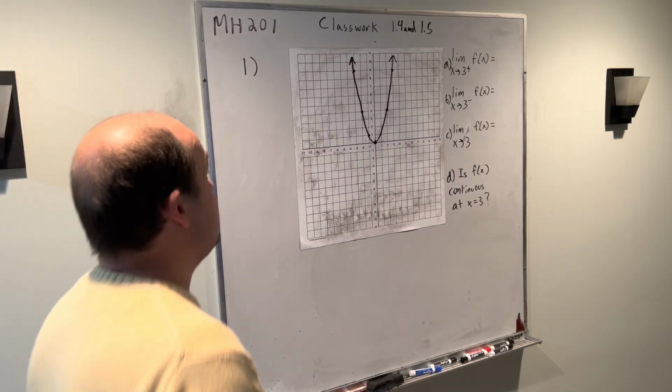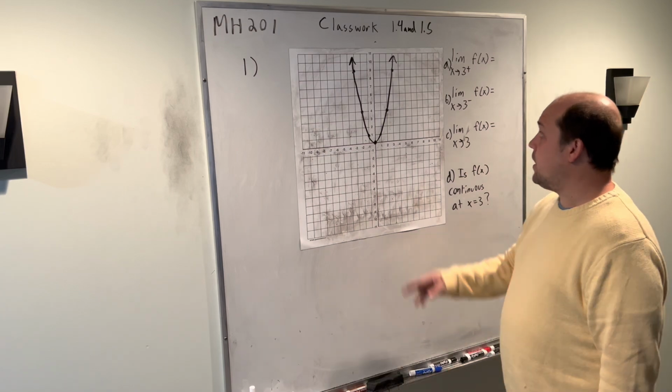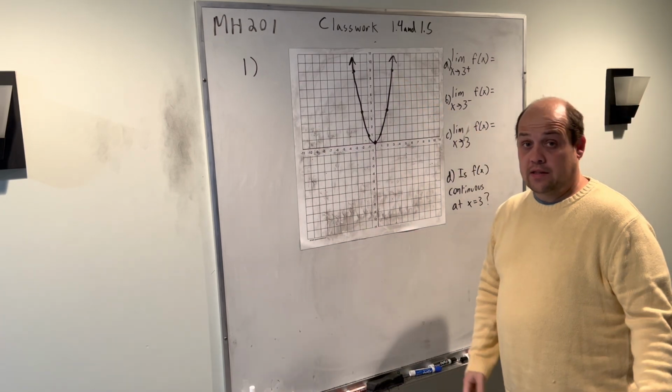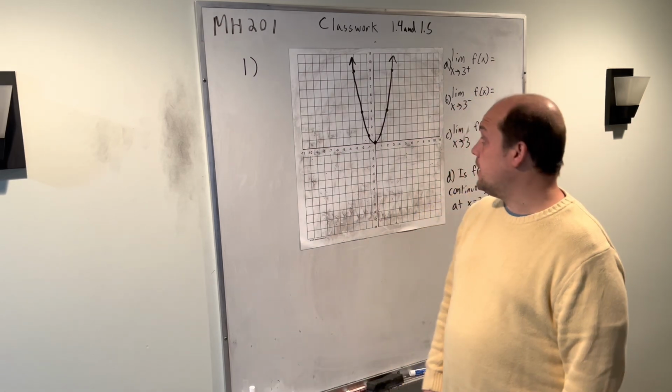We're starting off with just a basic x squared curve, but we're really focused on what's happening at x equals 3. We're going to look at the limit in 3 different ways. The first way we're going to look at it is a right-sided limit.